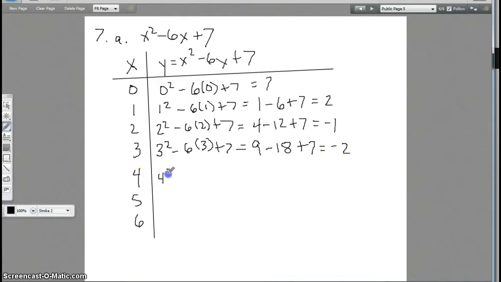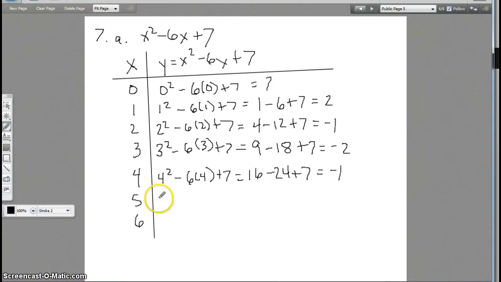We have 4 squared minus 6 times 4 plus 7. Okay, 4 squared is 16. Minus 6 times 4 is minus 24, and then we have a plus 7. 16 minus 24 is a negative 8, and then when we add 7, we get a negative 1.